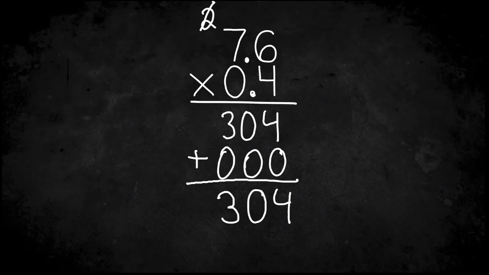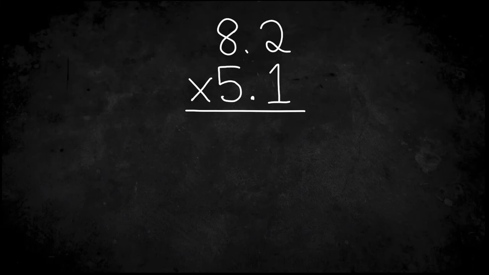Now, again, we have 2 digits on the right side of the decimal in the equation, 4 and 6. So we count 2 digits from the right side, 1, 2, and right here would be the decimal. So 7.6 times 0.4 is 3.04. Now let's try another problem. We have 8.2 times 5.1, exact same steps as before, right?